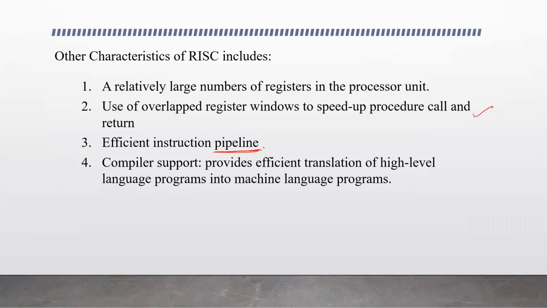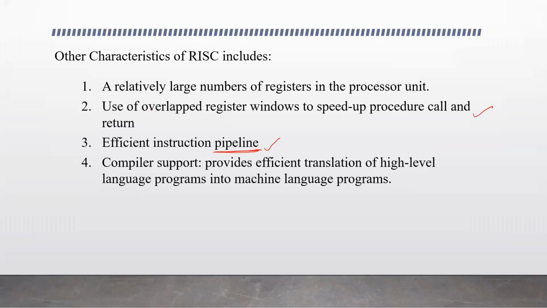Okay, so using this special feature, the instructions are executed faster here. And compiler support: it provides efficient translation of high-level language programs into machine language programs. So here we have seen that it has a large number of registers, and pipelining. This procedure is used in RISC computers for faster execution of instructions. This is one of the special features, and also efficient translation of high-level language instructions to machine language.